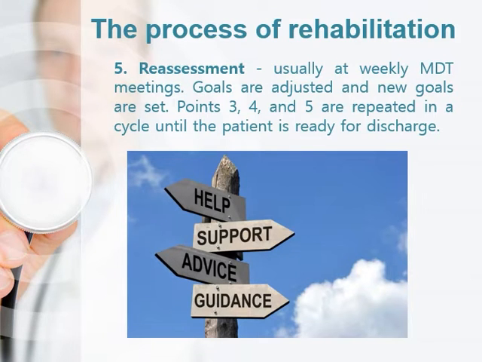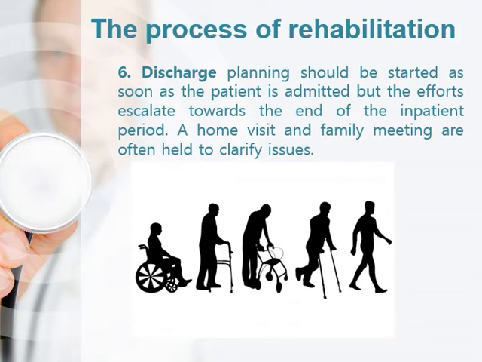Fifth step is reassessment. Usually weekly MDT meetings. Goals are adjusted and new goals are set. Endpoints of this program: the 3rd, 4th, and 5th steps are repeated in a cycle until the patient is ready for discharge. So the 6th step is discharge. Planning should be started as soon as the patient is admitted, but the efforts escalate toward the end of the inpatient period. A home visit and family meetings are often held to clarify issues.